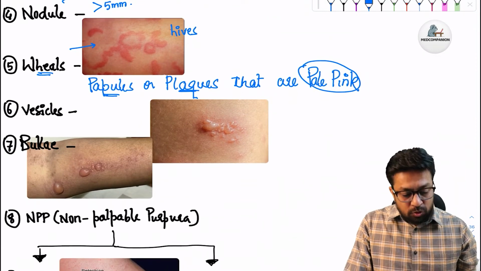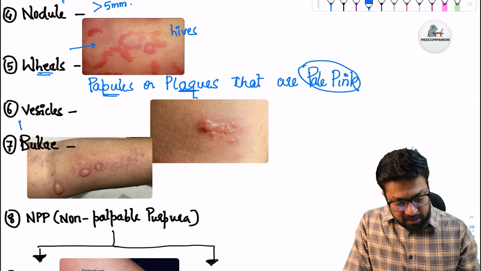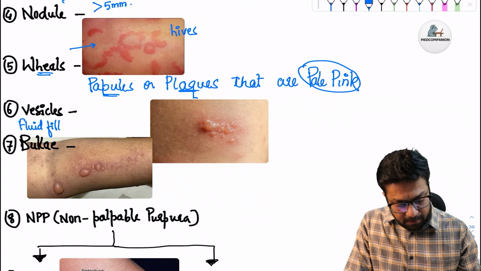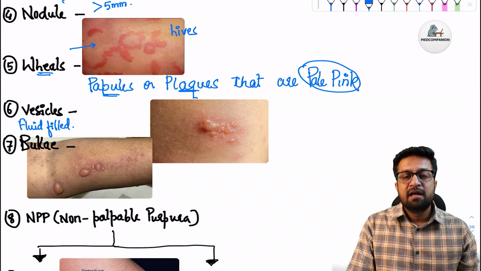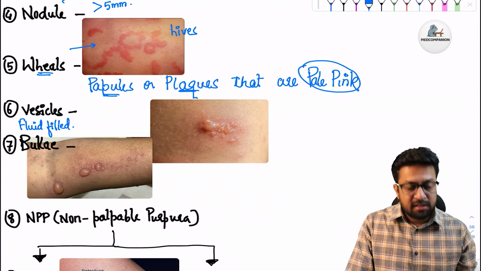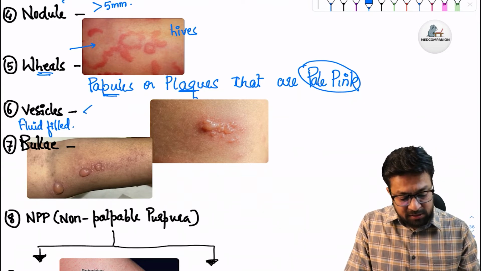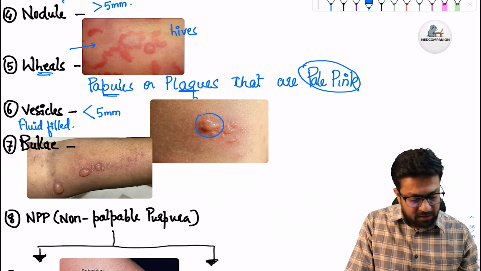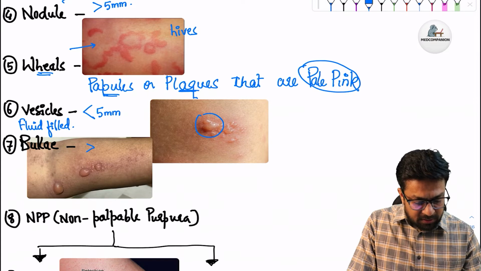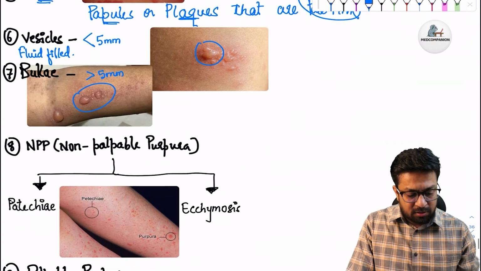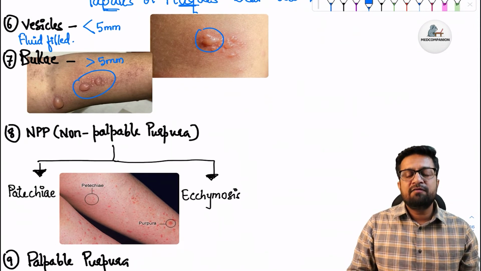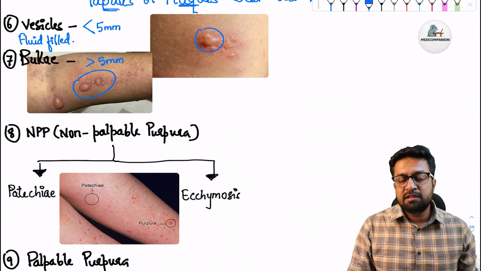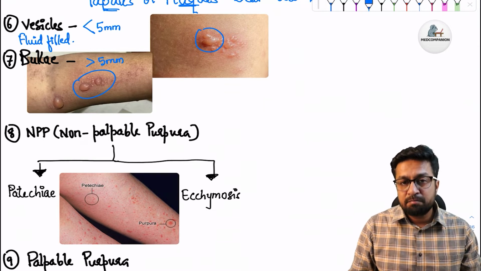Then finally you have those eruptions that have fluid in them. So you have the fluid filled eruptions that contain clear fluid. They are the vesicles, and you have the bullae. You have vesicles less than 5 millimeters. So here is the example of a vesicle, and you have a lesion which is greater than 5 millimeter. So these are the example of bullae. Obviously, when you have a fluid filled structure but that fluid is pus, it is called as a pustule.